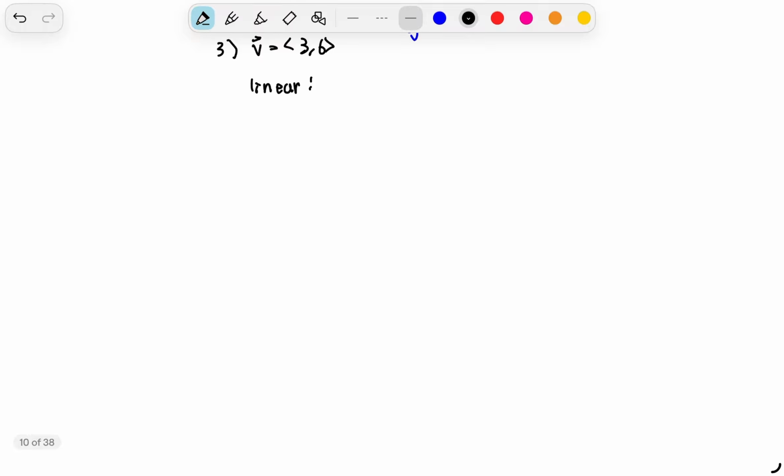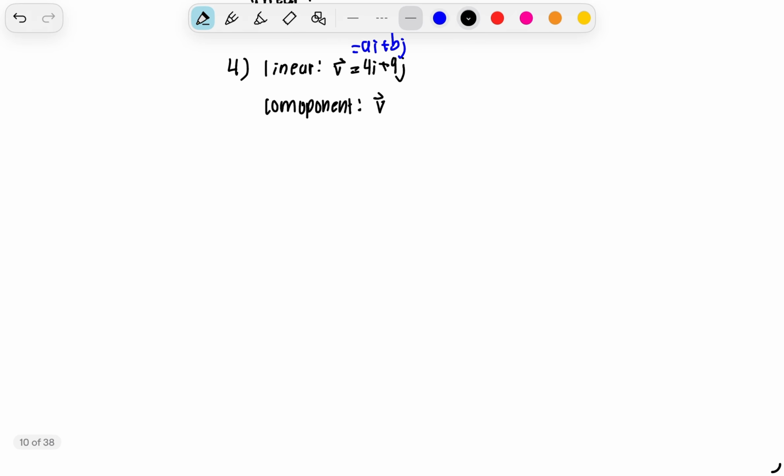Now let's say that we have the linear form, 4i plus 9j, and we want to find the component form. So we know that in linear form, this is ai plus bj. So we can see quite clearly that we have 4, 9.